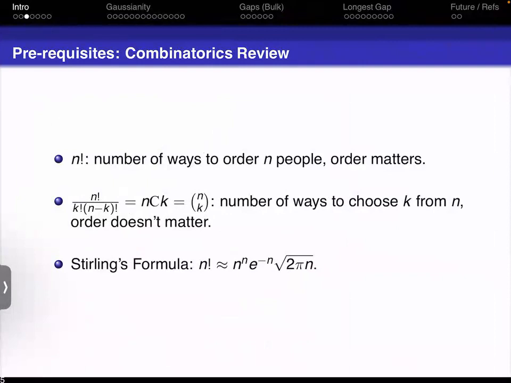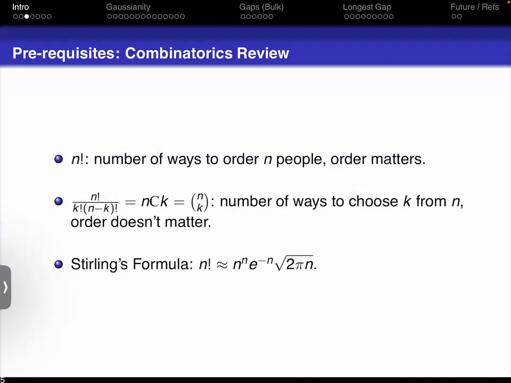n choose k is the number of ways to choose k people from n when order doesn't matter. So you should think representatives in student council. Everyone is the same. And one way you can see this is if I have to choose k people when order matters, there's n choices for the first, n minus 1 for the second, all the way down to n minus k plus 1 for the kth. It's a little bit annoying, but we're starting off with n minus 0. So that's n factorial divided by n minus k factorial. That's just the number of ways to choose k people from n when order matters.